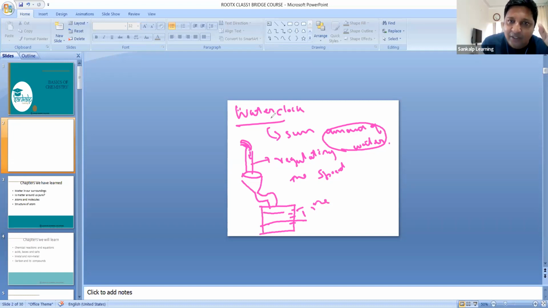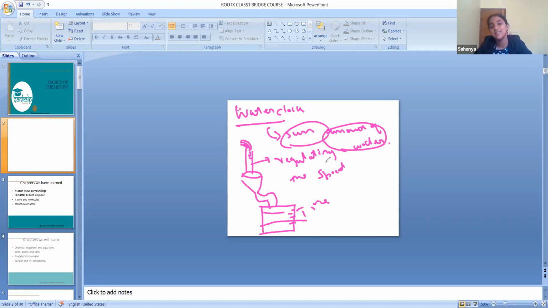This water clock has a benefit: it doesn't require sunlight. But it also had a problem. You have to pour water, and one person has to sit there every time to keep pouring the water. One person is required to monitor the flow of water. The whole day one person has to sit there, and then only you will get the exact time.